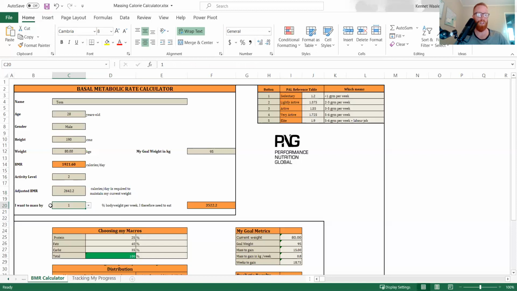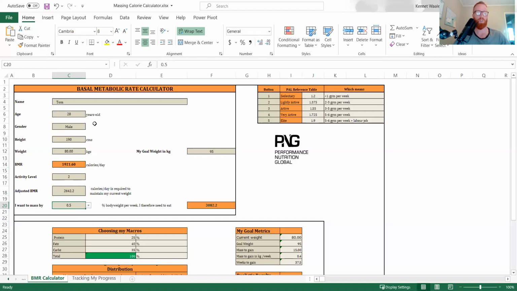Then in this box here, you choose the percentage body weight that you want to mass with every single week, okay? So here, for someone who doesn't take any drugs, I would highly recommend going with 0.25. If you are not afraid of getting a bit of fluff on your body, you would choose 0.5.